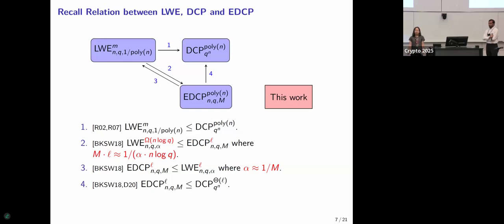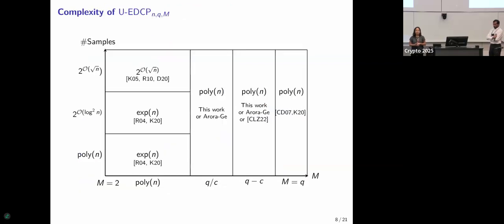We just increase the modulus from Q to N. And in this work, we try to fill the gap in these results by giving a polynomial time algorithm to solve EDCB. First, let me give you an overview picture of the complexity of the uniform EDCB. We model the complexity of EDCB using two factors, the number of samples and the number of shifts. The more shifts we have, the easier the uniform EDCB.